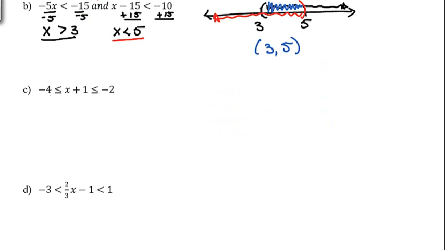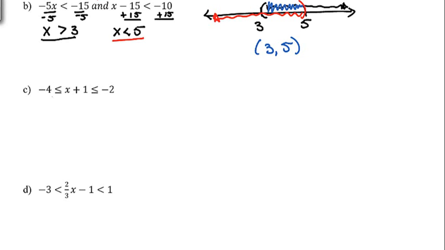In our next example, we have negative 4 is less than or equal to x plus 1 is less than or equal to negative 2. So now we want to solve for x in the middle, and whatever we have to do to the middle to get x by itself in there, we have to remember to do to both of these ends.